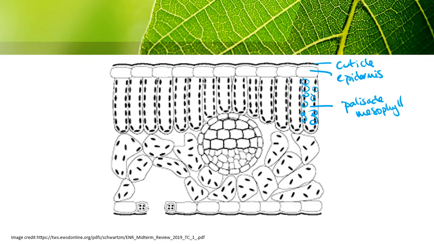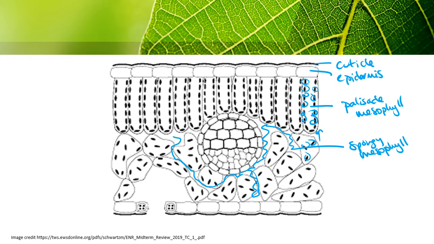Under the Palisade Mesophyll, we have the Spongy Mesophyll. Still some chloroplasts. We've got some photosynthesis going on, but not nearly as much as in the Palisade Mesophyll. The cool thing about the Spongy Mesophyll is it's got these air pockets. It's kind of like the alveoli, or the lungs of the plant.